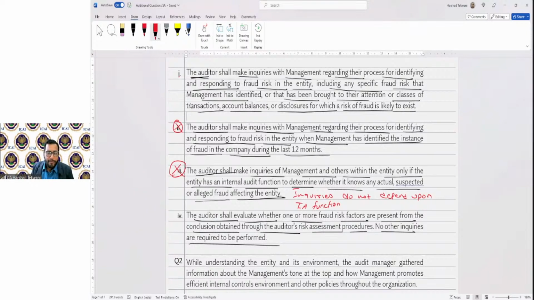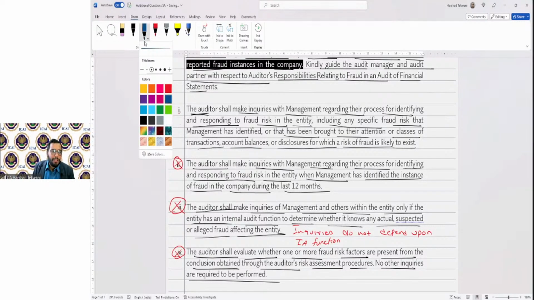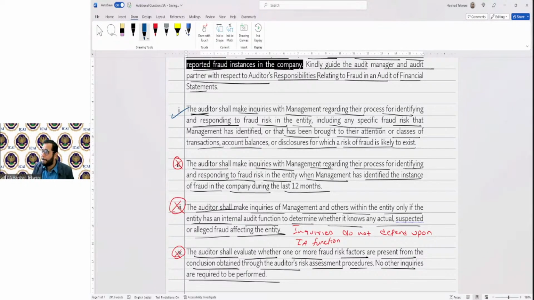The auditor shall evaluate whether one or more fraud risks are present from the conclusion obtained through the auditor's risk assessment procedures. No other inquiries are required to be performed. No, the auditor is required to inquire with the management. So the correct option is option A. Clear? Correct, Aniket.